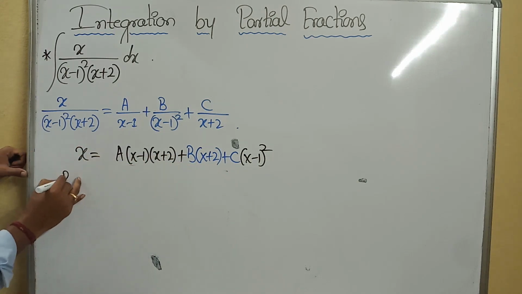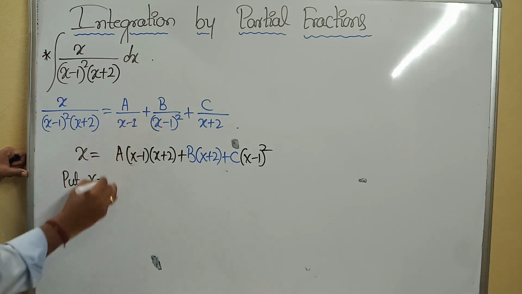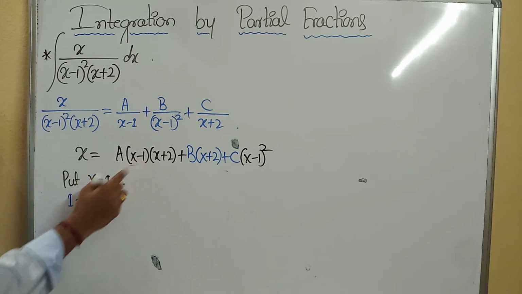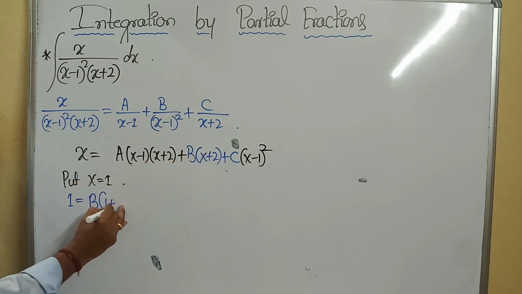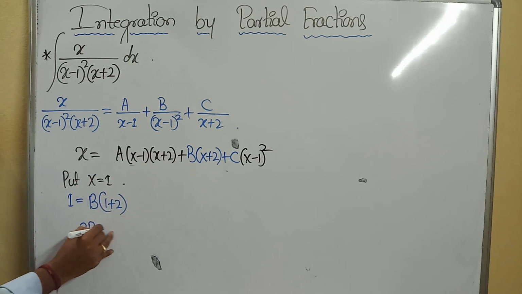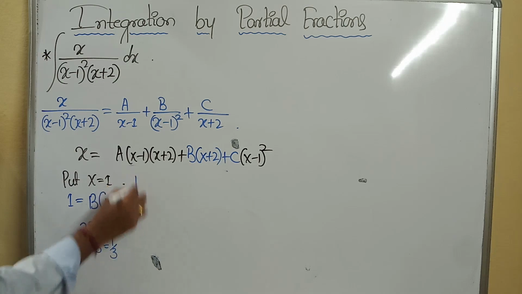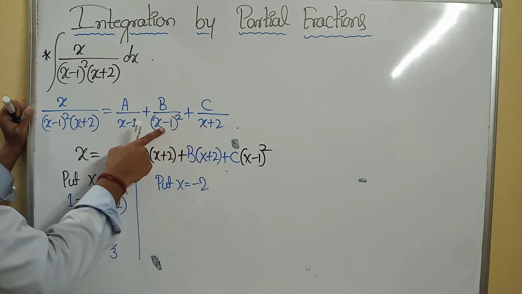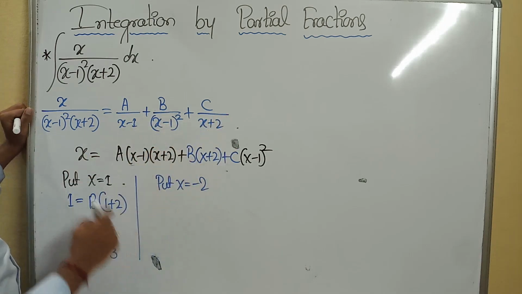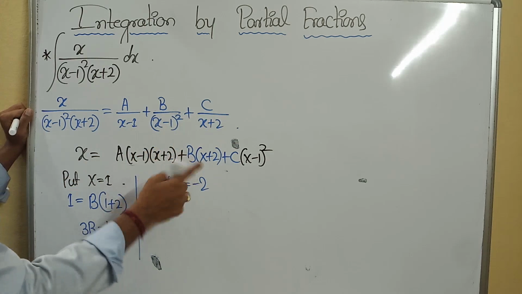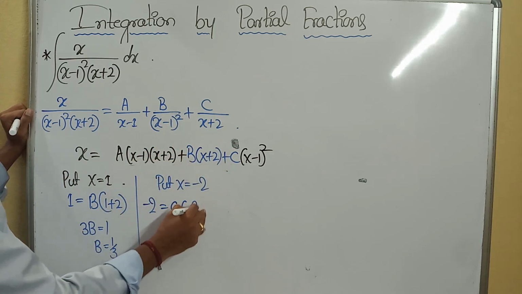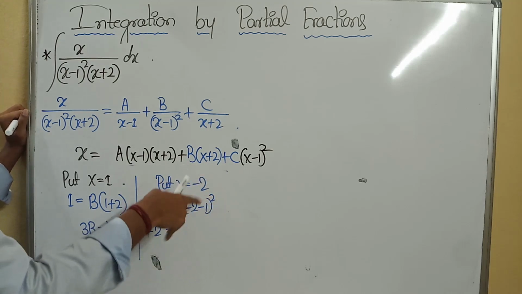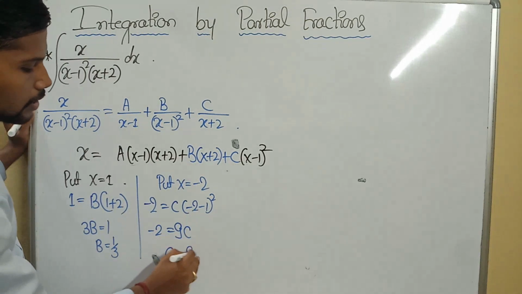Okay. Now I'll start, as usual, x minus 1 equal to 0, x is equal to 1. X equal to 1 means 1 minus 1 is 0. B into bracket, it will be 1 plus 2, which is 3. 3b is equal to 1, b equal to 1 by 3. Got it? Next, put x is equal to minus 2, because x plus 2 equal to 0 gives x equal to minus 2. Minus 2 plus 2 is 0. That's why c into bracket minus 2 minus 1 whole square. Minus 2 minus 1 is minus 3, squared is 9c. c is equal to minus 2 by 9.